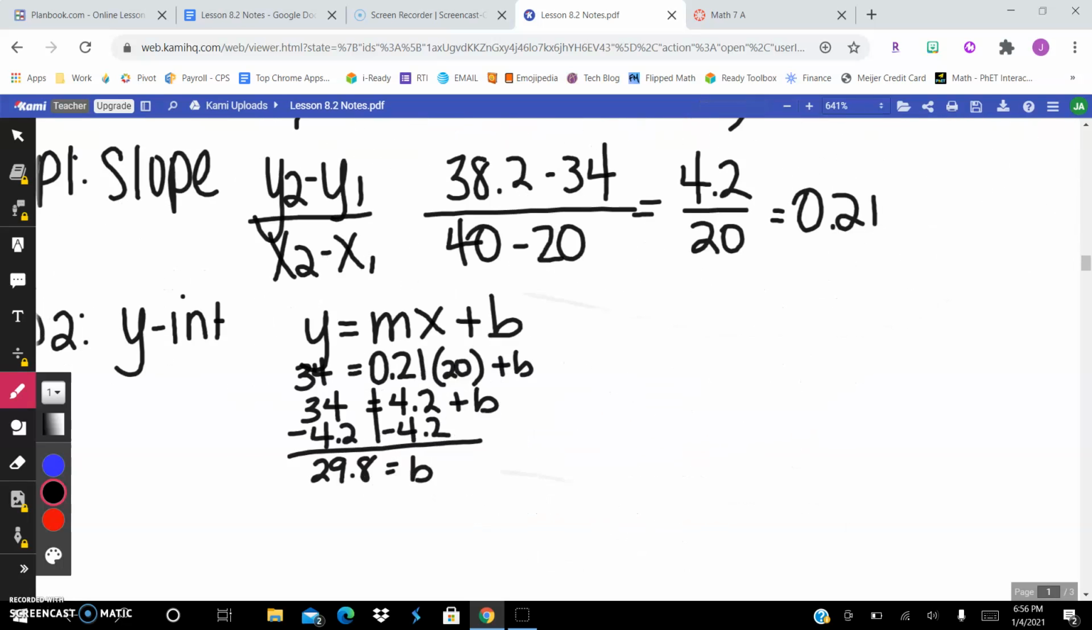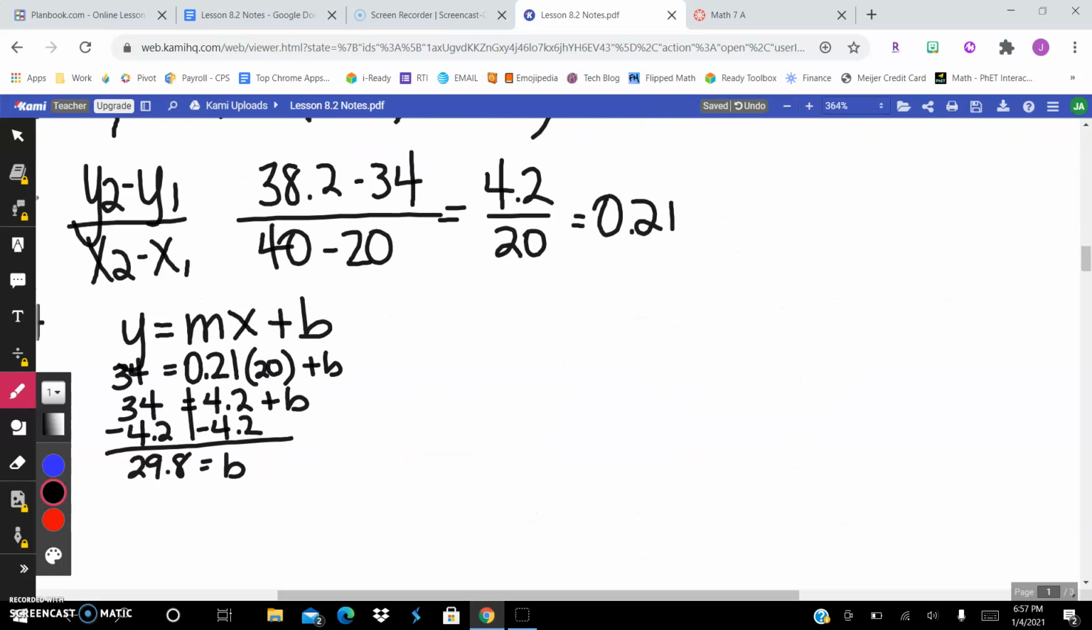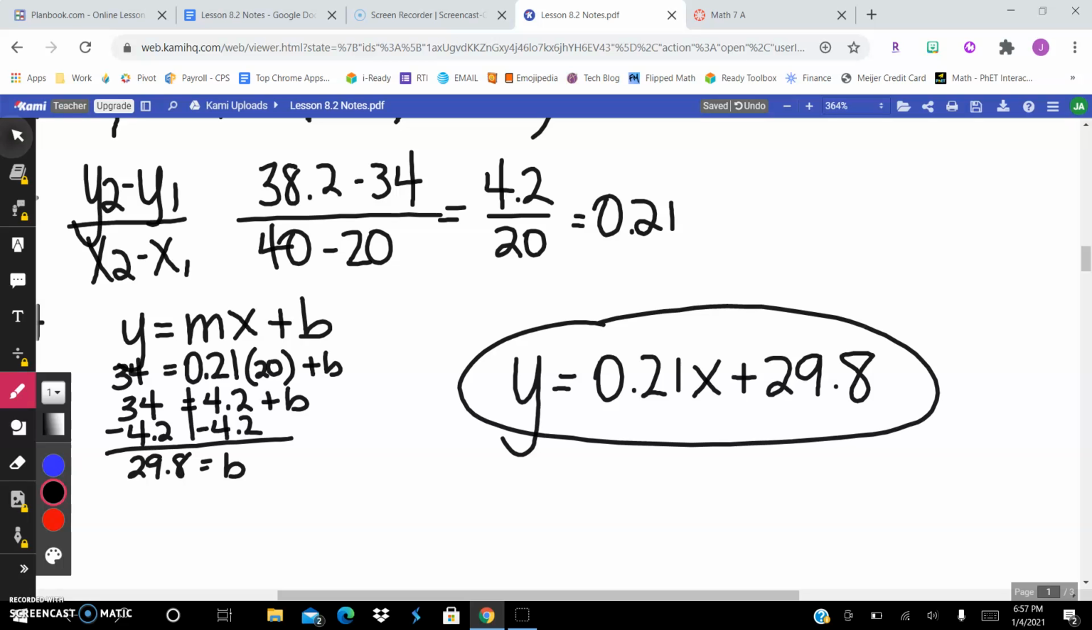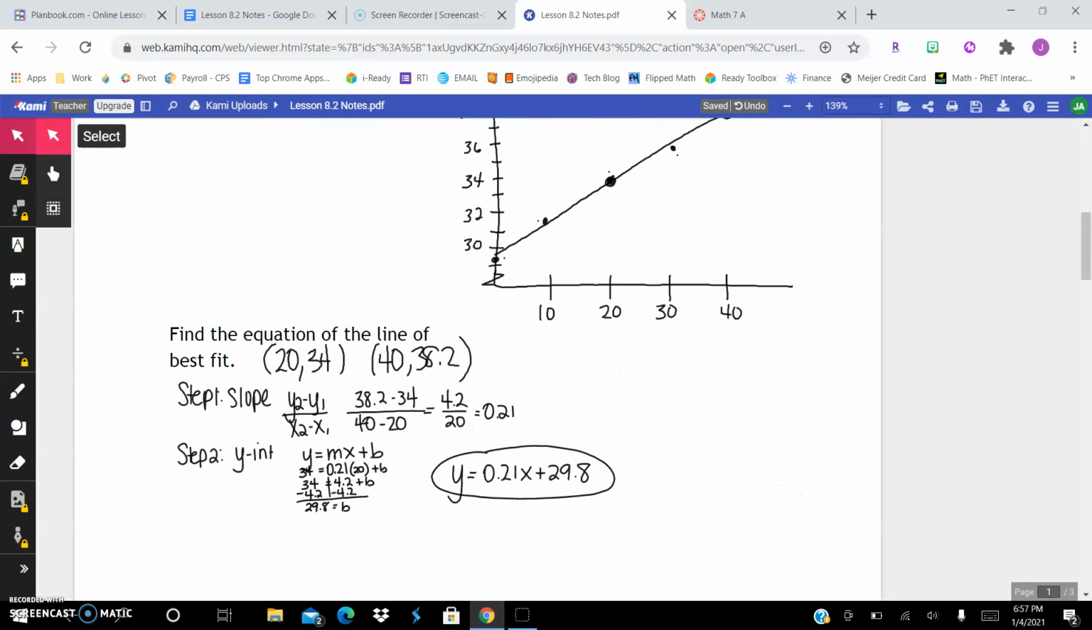So now I have a slope and I have a y-intercept. So I can write the equation y equals 0.21x plus 29.8. So that would be the equation for the line that I drew above.